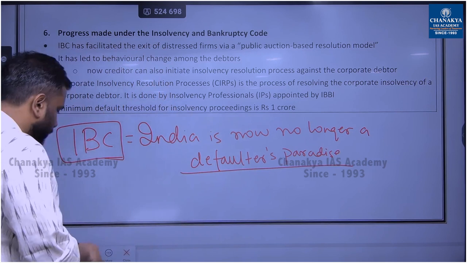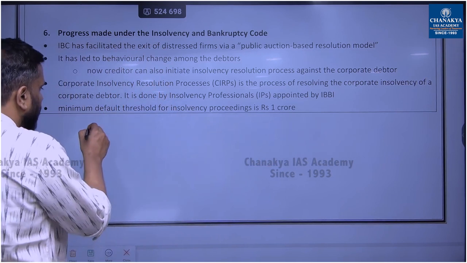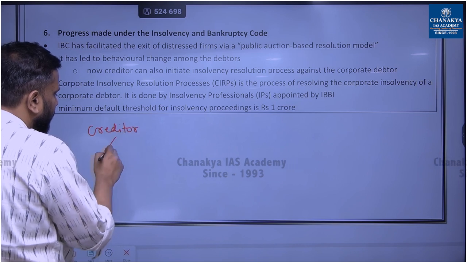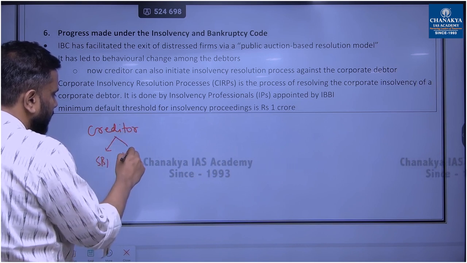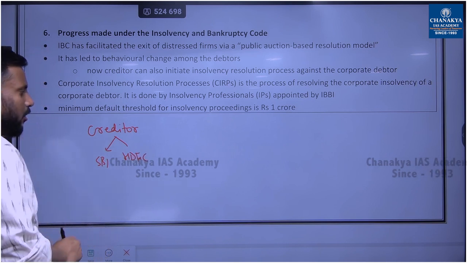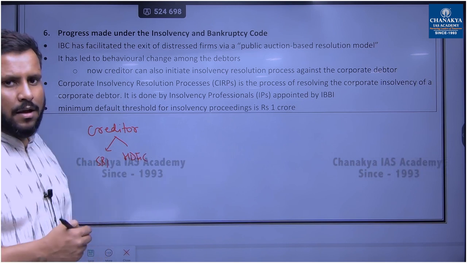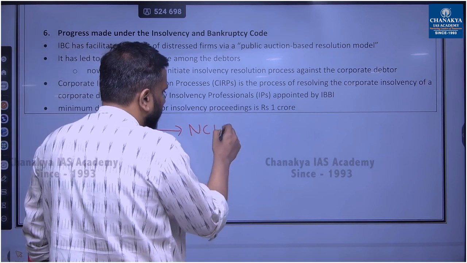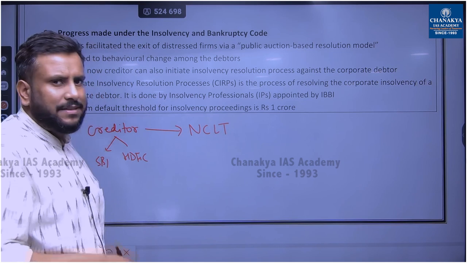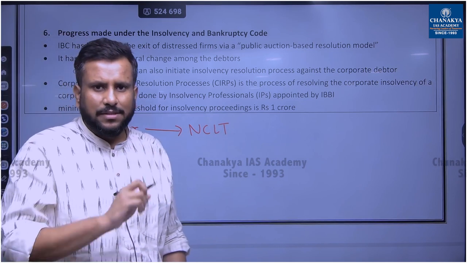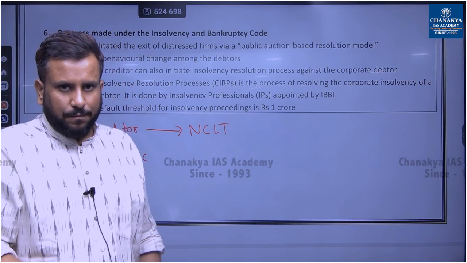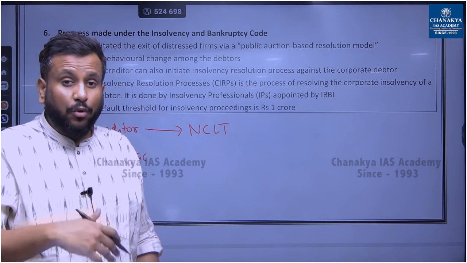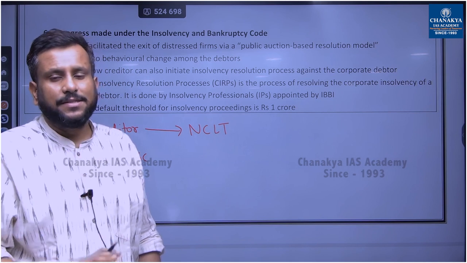So see, how does it function? Ye kaise kaam karta hai, ye samjho. So suppose these are the creditors. For example, let us say creditors ka matlab SBI ho gaya, HDFC ho gaya. These are the banks. Okay. Now these creditors have not got their money back. So they will go to the NCLT, National Company Law Tribunal, and they will say that, see, this company has got insolvency. This company has gone bankrupt. This company is not in a state to pay me back my money. So I want to initiate an insolvency proceeding against this company.